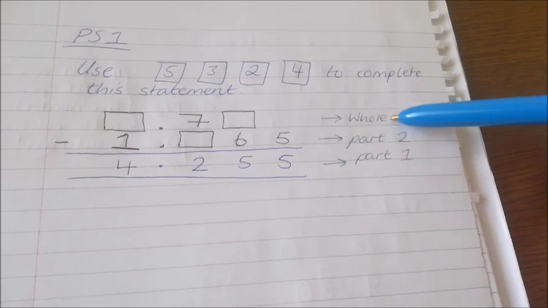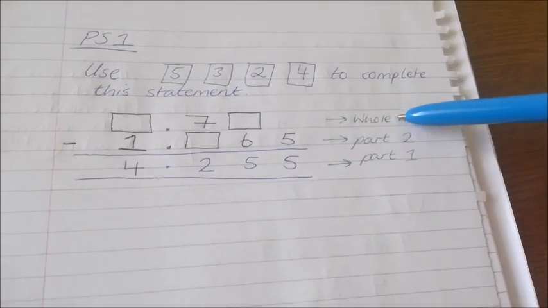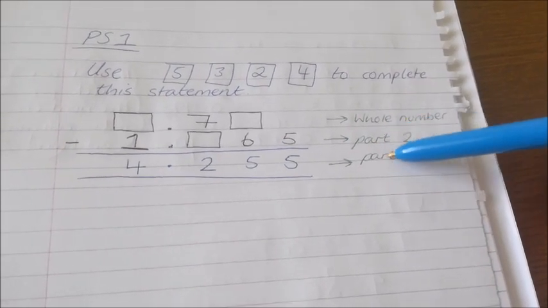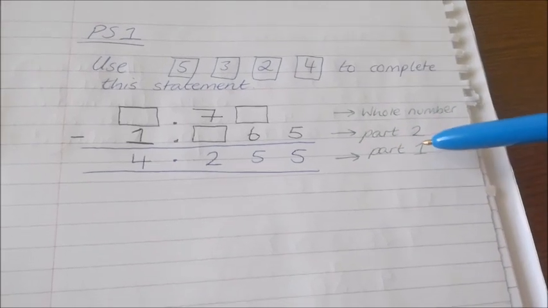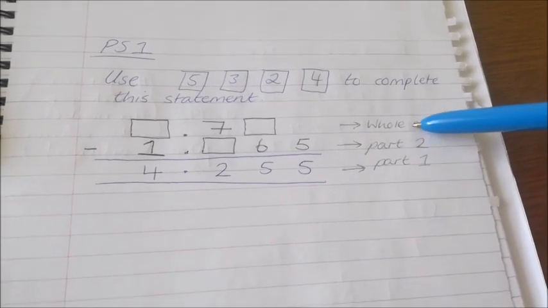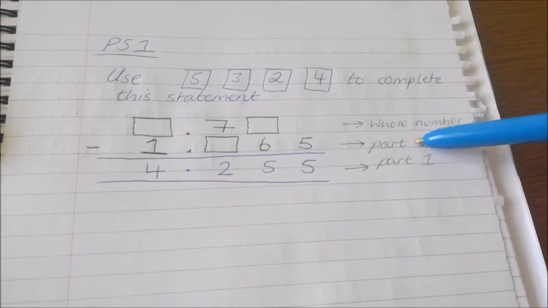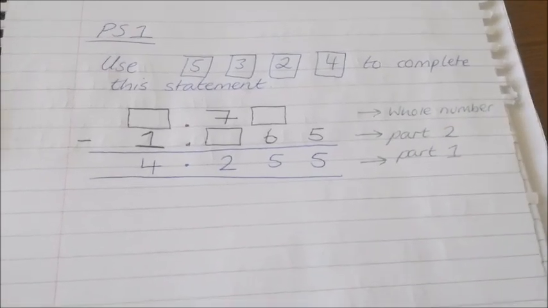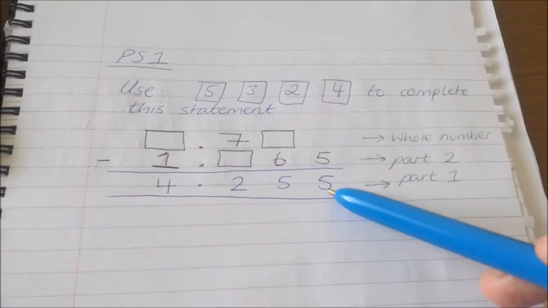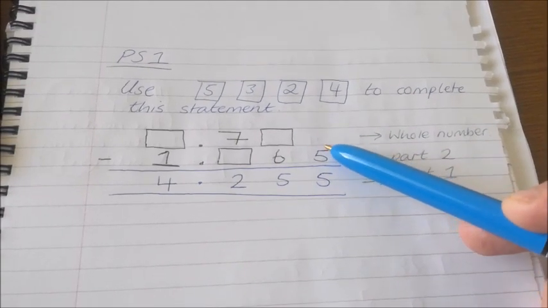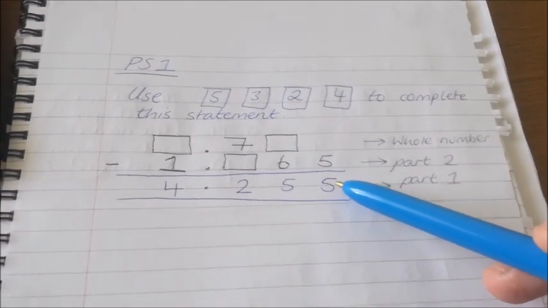Now, this is our whole number at the top because we're subtracting part 2 and part 1, or that could be part 1, that could be part 2. It doesn't matter which part is which. Our whole number is our biggest number. We're taking away one part to equal the other part. Now we've got the answer, so we need to work backwards. Something take away 5 equals 5.